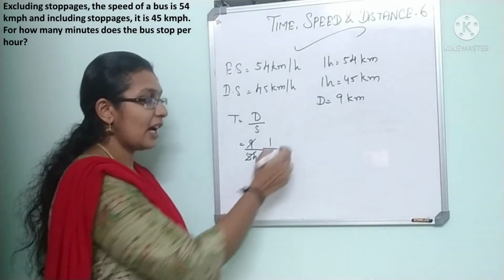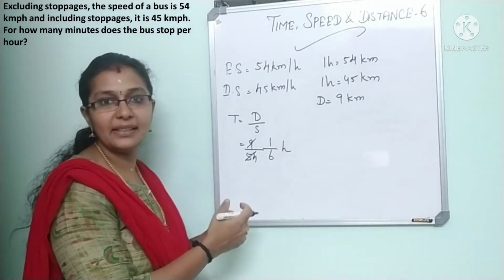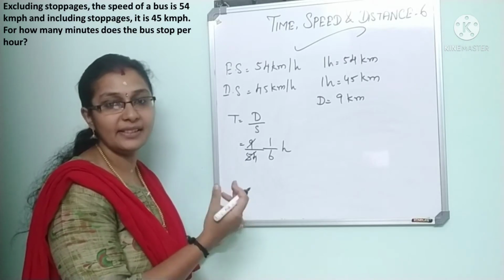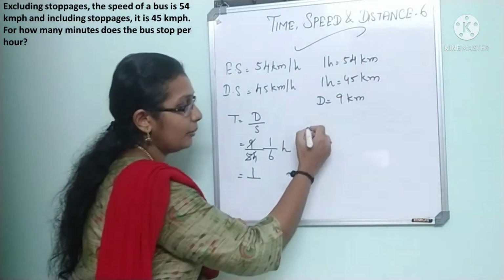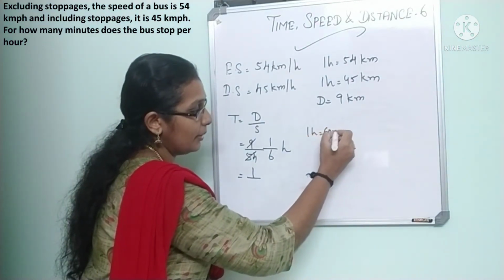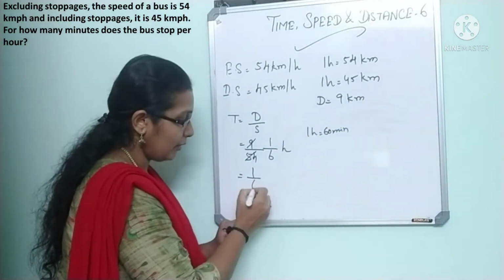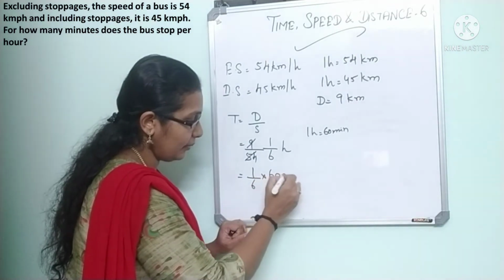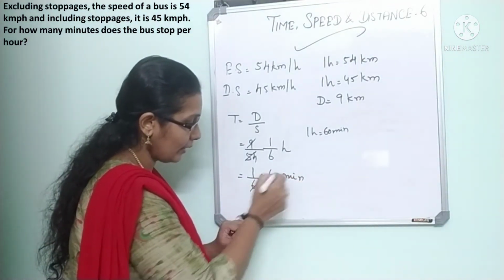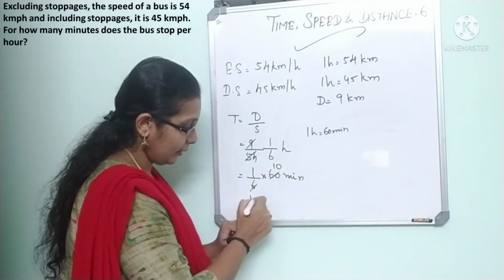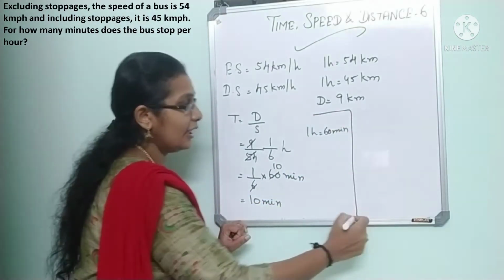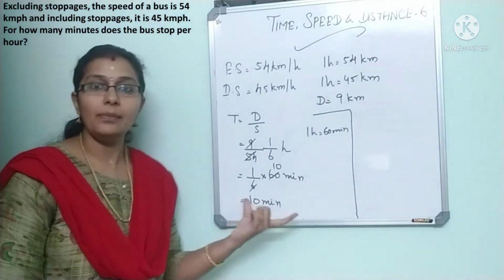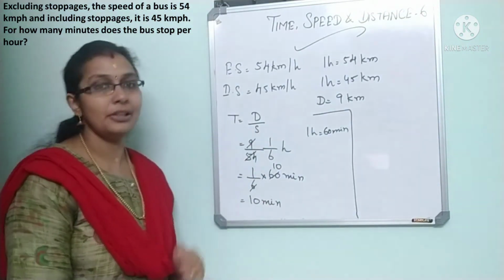1 by 6 hours. But we will have to convert it into minutes, as they are asking us in minutes only. In order to convert hours to minutes, 1 hour is equal to 60 minutes. So 1 by 6 into 60 minutes. 6 tens are 60, which is equal to 10 minutes. So 10 minutes is the stoppage timing. So this is the traditional method that we will follow to solve this question.